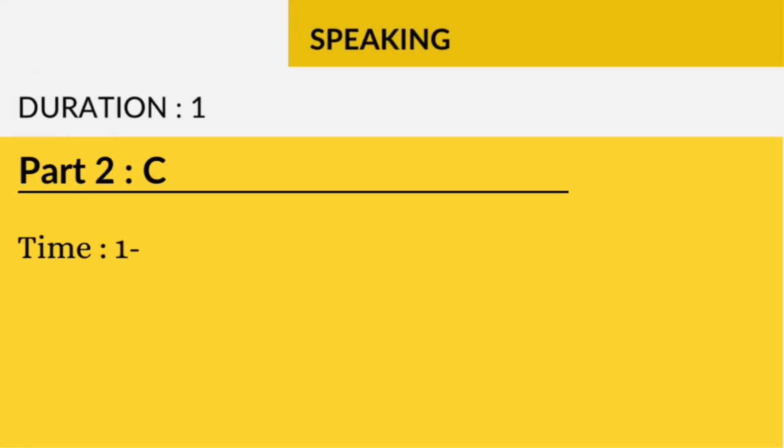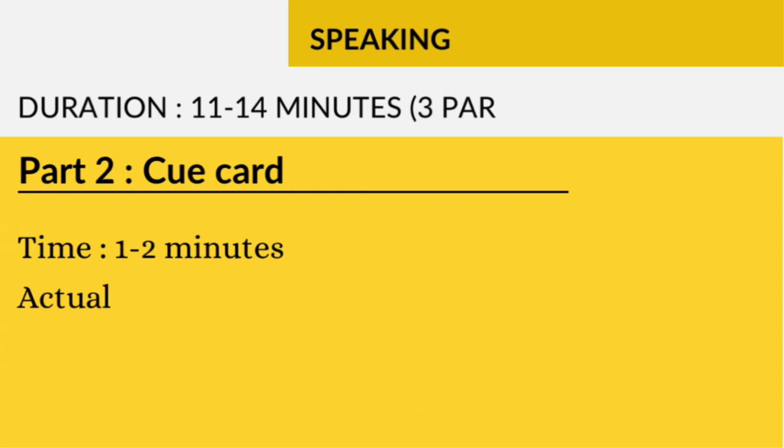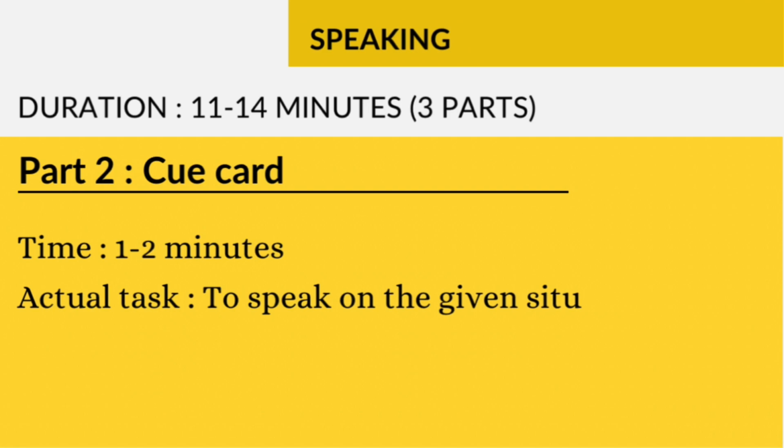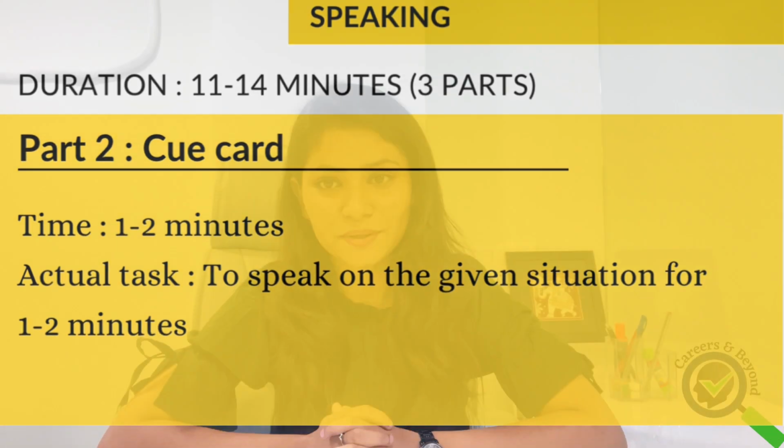Part 2 will be of 3 to 4 minutes. The examiner will give you a card with the topic written on it and with some points you may cover in your speech. Then, you will be given a minute to prepare. You then are expected to talk on the topic for 1 to 2 minutes and the examiner may ask you some questions on the topic.